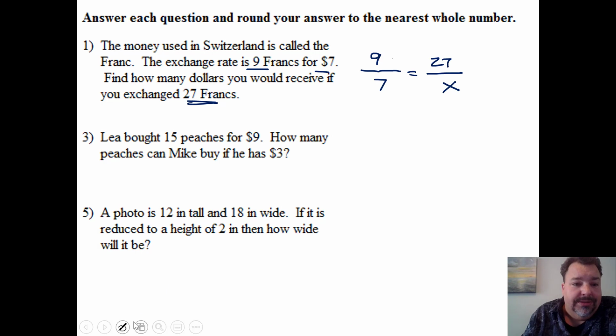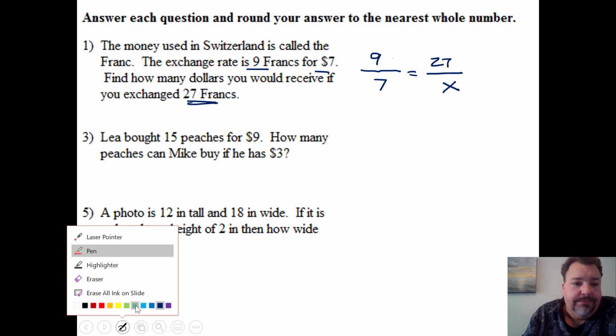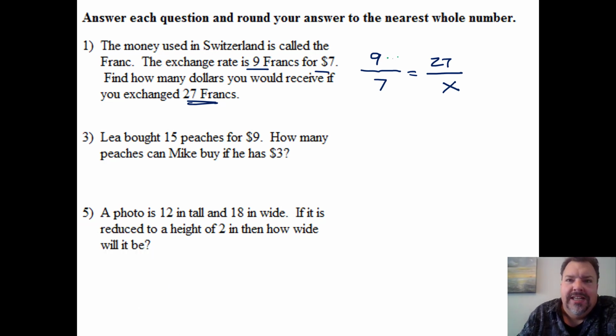A simple way to do this one, you could cross multiply and divide. But notice that if I take 9 times 3, that's going to give me 27. And so 7 times 3 is going to give me whatever x is. X in this case is going to be $21. So after you have it set up, then you can just solve it as we did last time. 9x equals 7 times 27, and then divide by 9. And again, you're going to get x equals 21.